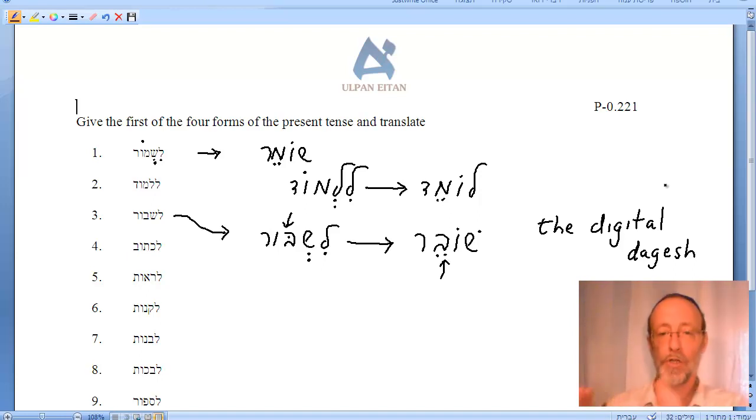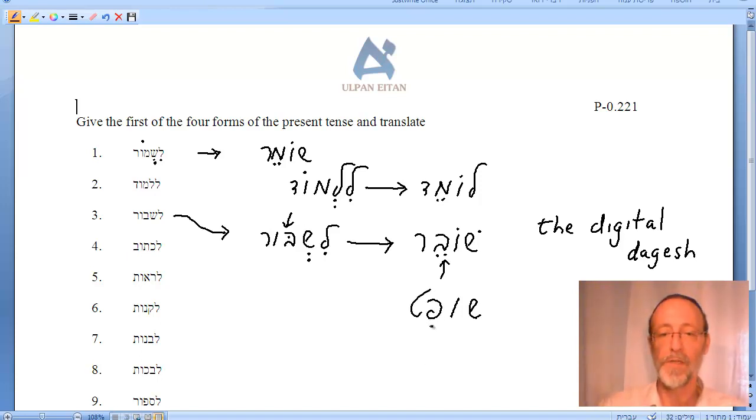Lishbor goes to shover. But if that's the case for lishbor, that in any verb of this pattern or its child pattern, liknot, if we're talking about a bet, kaf, or pay in the same exact position, the same rules will follow. Hence, going the opposite direction, if I introduce you to a new word, which is a teeny bit tricky, you'll see why in a moment.